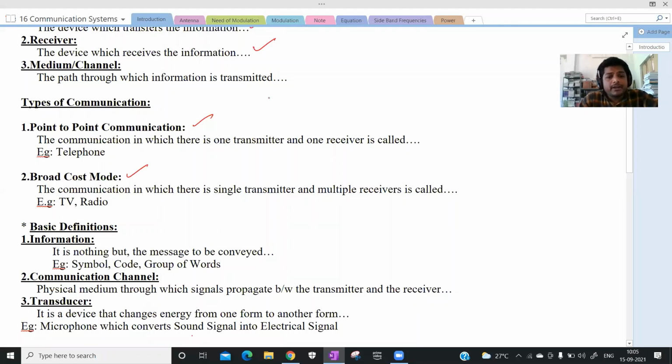What is a point-to-point communication system? The communication system in which there is only one transmitter and only one receiver is called point-to-point communication.